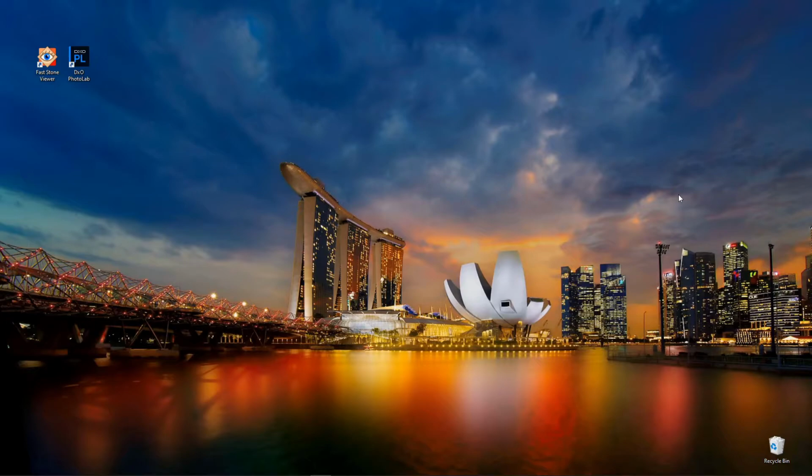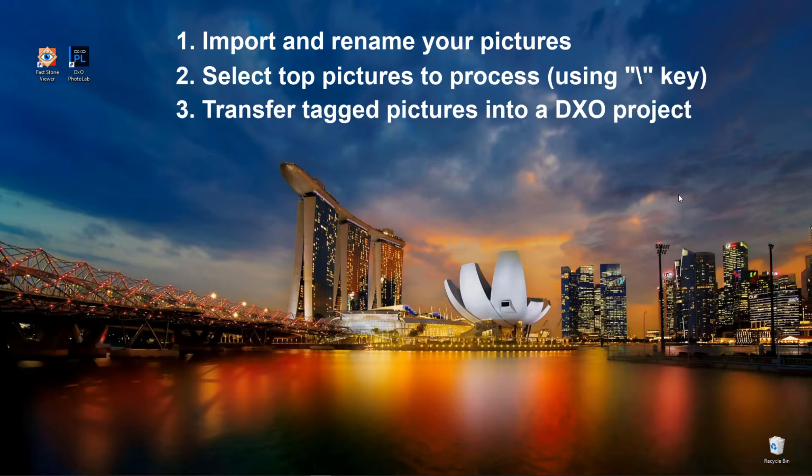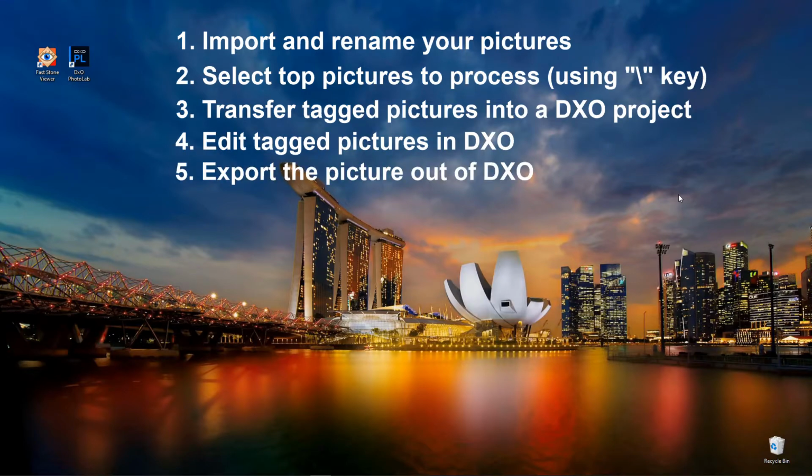The steps will be: 1. Using FastStone Image Viewer, import and rename your photos from your SD card onto your computer. 2. Select the top pictures you want to process in DxO with FastStone Image Tag function by pressing the backslash key to tag your top pictures. 3. Transfer your list of tagged images to a DxO project. 4. Edit your list of tagged images in DxO. And then 5. Export from DxO the ones you want to share.